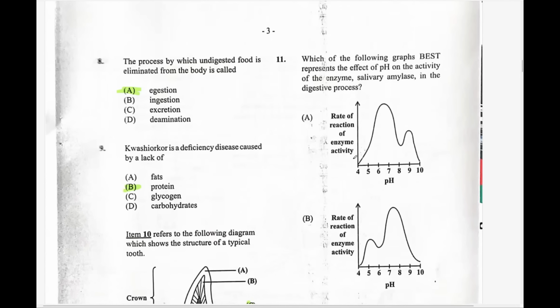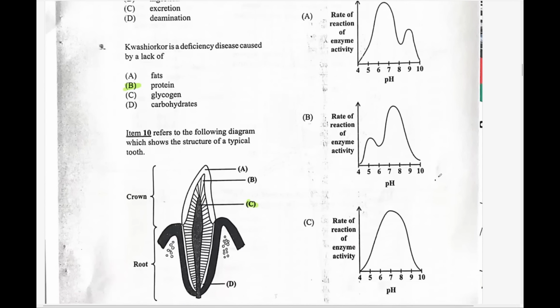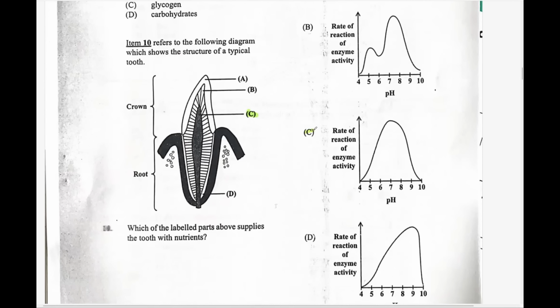Question 11. Which of the following graphs best represent the effect of pH on the activity of the enzyme salivary amylase in the digestive process? Salivary amylase is secreted in the mouth by the salivary glands, and we are just looking for the correct diagram, and it would be C.